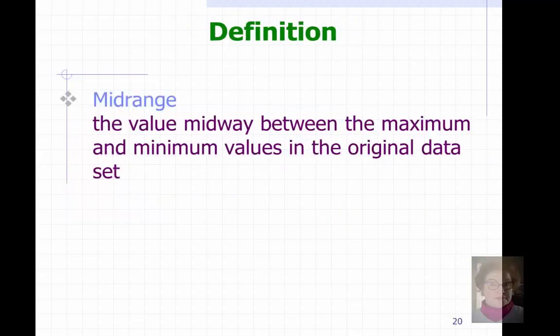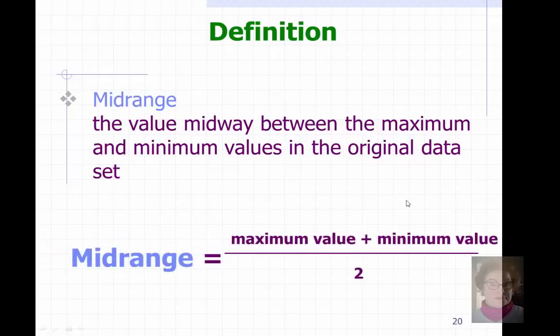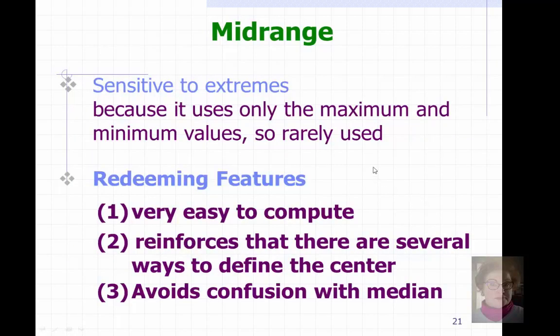Now the mid-range is halfway between the maximum and minimum values, and I will tell you that you don't use that very often at all. Sometimes it's kind of nice to know where it is, but because it only uses the maximum and minimum values, it is very rarely used. So we take the maximum value, add it to the minimum value, divide by 2. It is very sensitive to extremes, but it is very easy to compute.